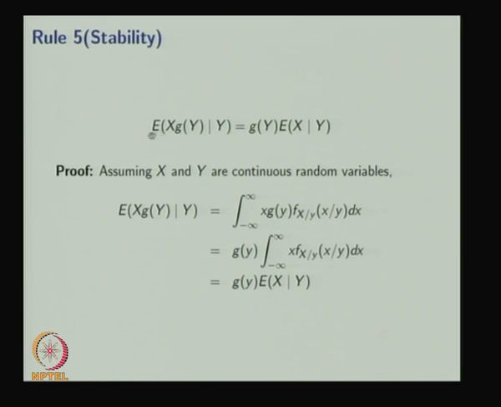That means the expectation of x times g of y given y takes a value, some small y, that means g of y is going to be treated as a constant. So g of y has to be treated as a constant, therefore the constant will come out, therefore g of y times the expectation of x given y. The same thing I have written in the proof with both random variables continuous.